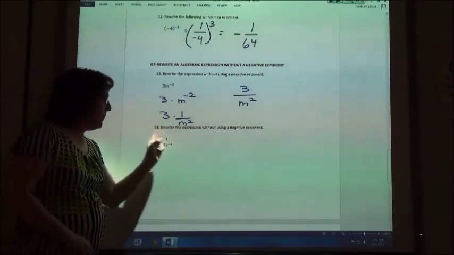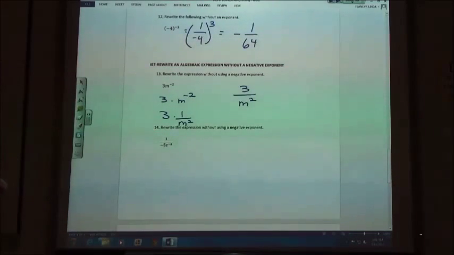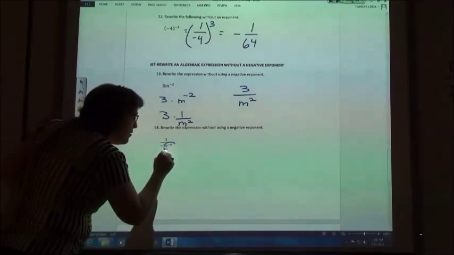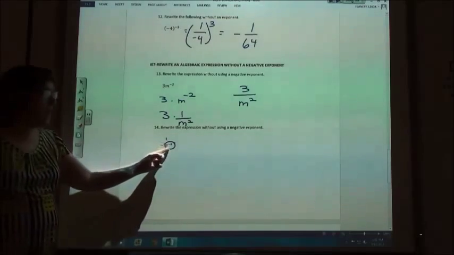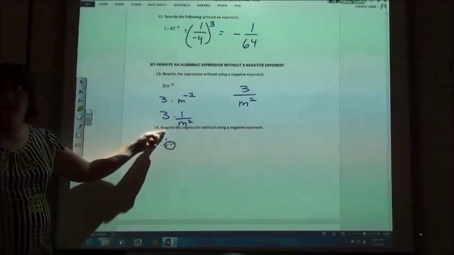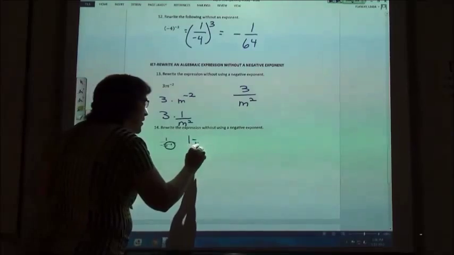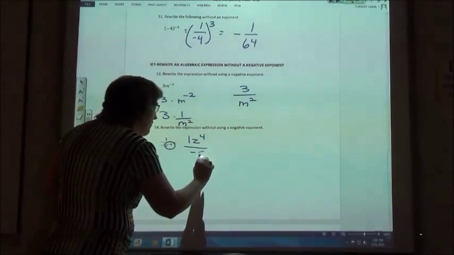So here, I have 1 over negative 5z to the negative 4. This part right here, the z to the negative 4, is what I want to get rid of out of my expression, because I want to have no negative exponents. Since it's on the bottom, I'm going to put it up on top. So I would have 1z to the 4th over negative 5.